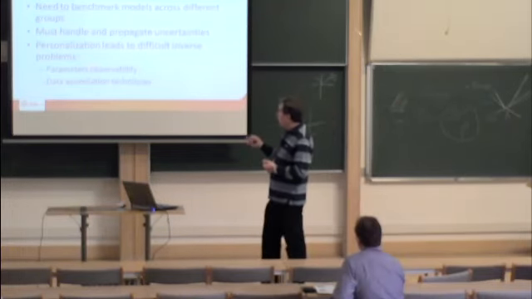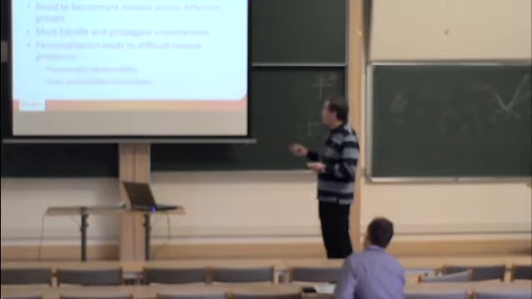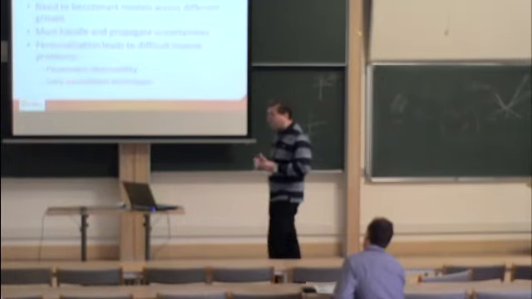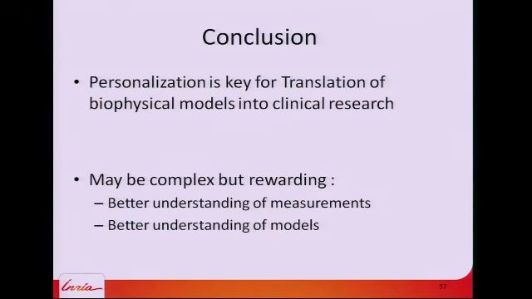I'd like to state, of course, that personalization is difficult in those problems. There is an issue of parameters observability and data assimilation techniques. And this personalization, I think, is still very new for biophysical models. Of course, for weather forecast, for instance, data assimilation has been used for 30 years, and now every weather forecast is based mostly on a variational approach. But for biophysical models, this is pretty new, and I think we need to really focus more on these topics.